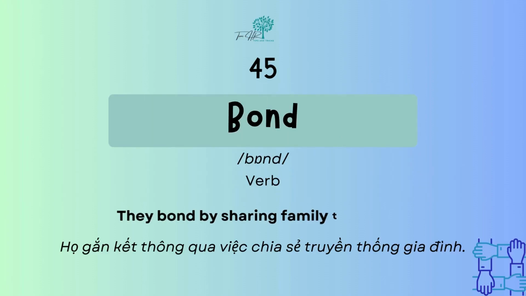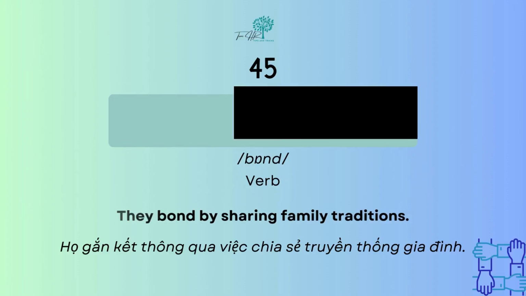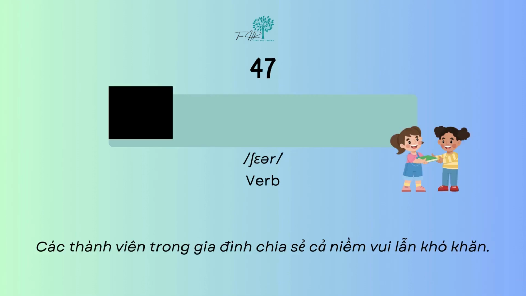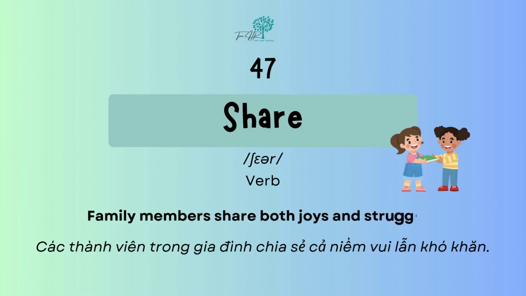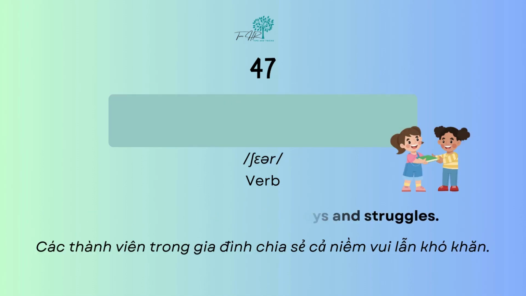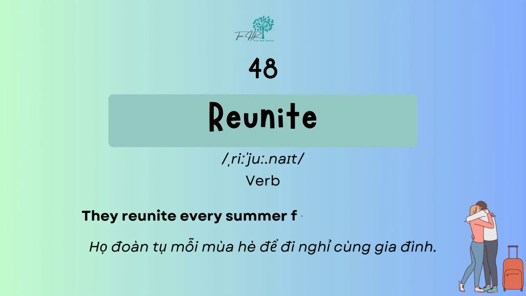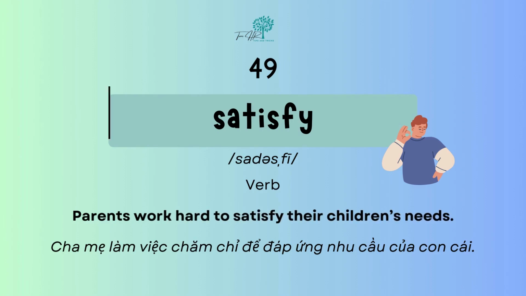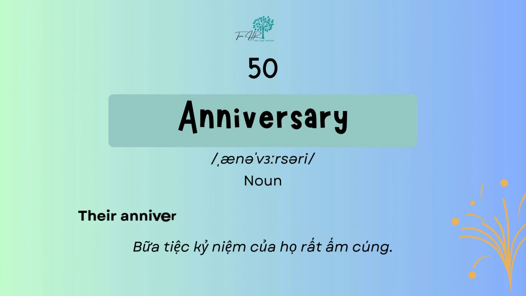45. Bond. They bond by sharing family traditions. 46. Gather. Families gather for special occasions. 47. Share. Family members share both joys and struggles. 48. Reunite. They reunite every summer for family vacations. 49. Satisfy. Parents work hard to satisfy their children's needs. 50. Anniversary. Their anniversary celebration was heartwarming.